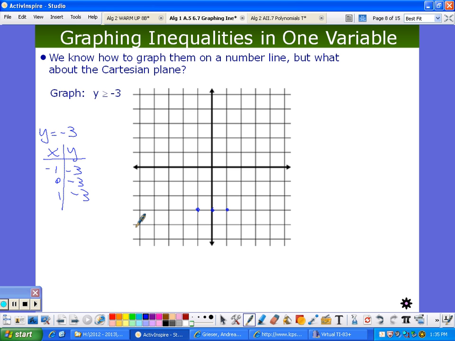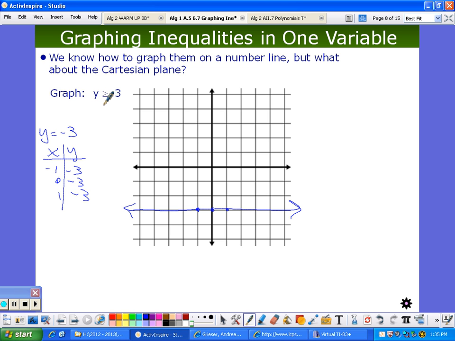Before I draw, I look up here. Greater than or equal. Is this going to be a solid or dashed line? Solid, because equal. Every point on this line is a solution.